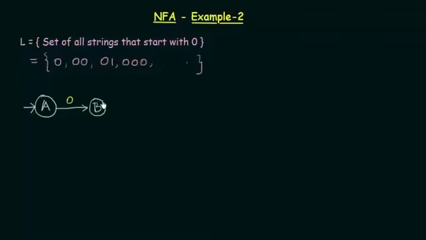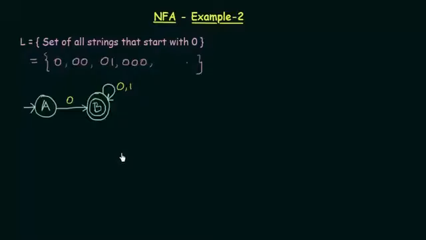So if the first input is 0, I go to the next state B, and B should be my final state. So I'll put a double circle around it. Why? Because I just want the string to start with 0, and after that I don't care what it is. In B, whatever you get, 0 or 1, let it stay in B itself. Alright, so here I have completed my NFA.